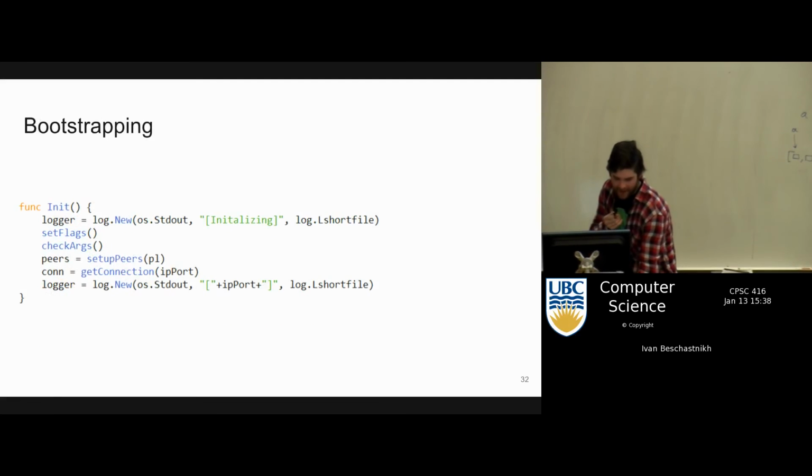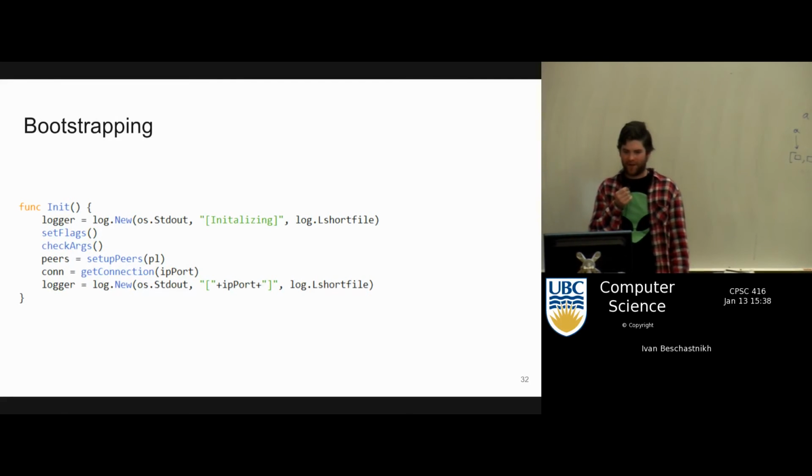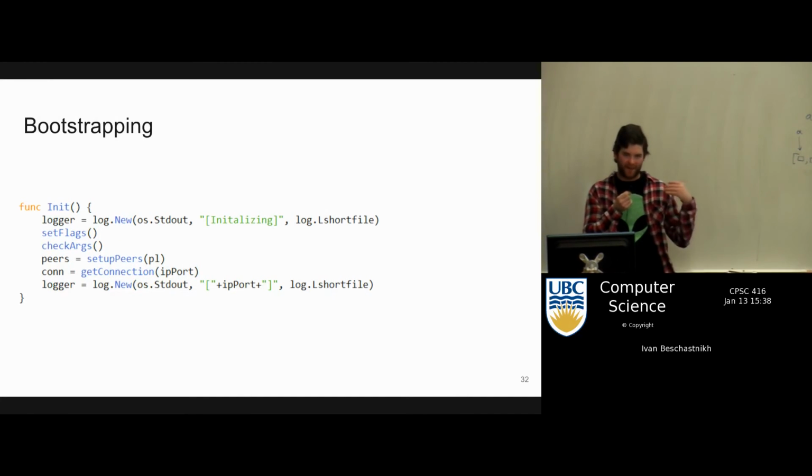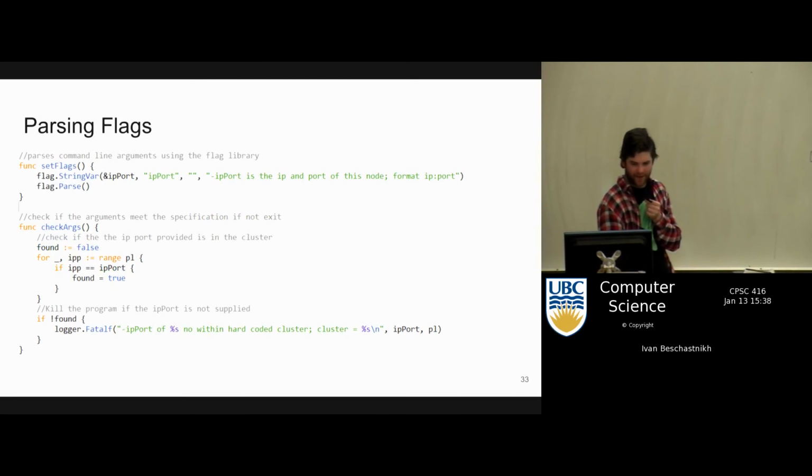Okay, bootstrapping. An init function. It's pretty straightforward. This is the logger format I was talking about. So this will have the prefix initializing, and it'll just go to standard out. Then there's functions set flags, check args, set up your peers, and get a connection, at which point you'll be done, and you can change the prefix to be the IP port so that you know that you're done initializing and your system's running. And let's look at those in particular.